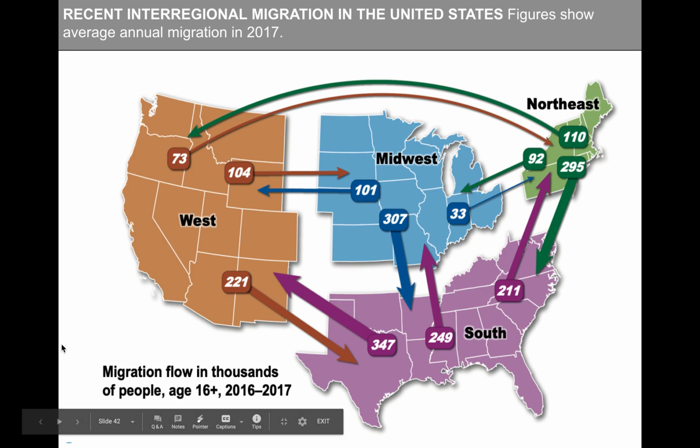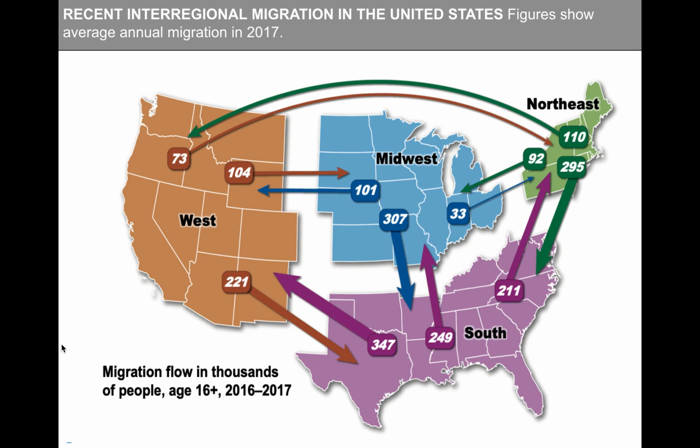Here shows you a flow of most interregional migration in the U.S. in 2017. We can see, again, an increased flow into the south, and then we can see net out in the Midwest.